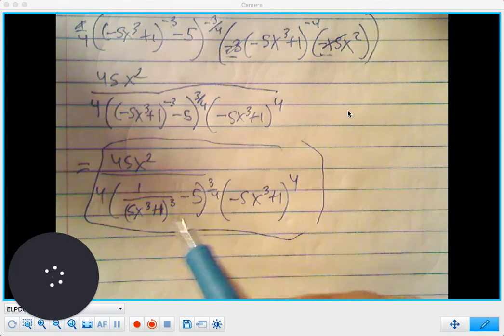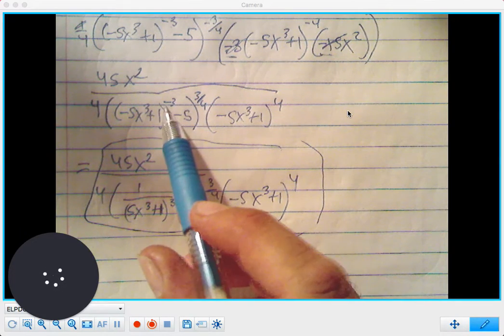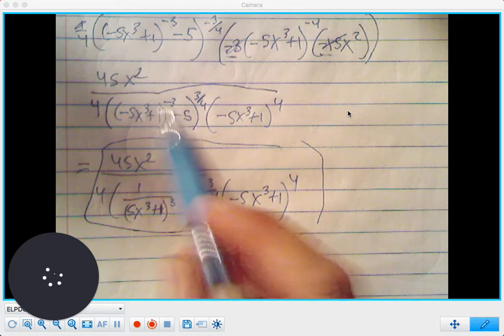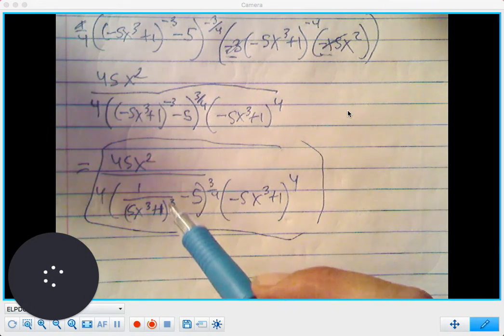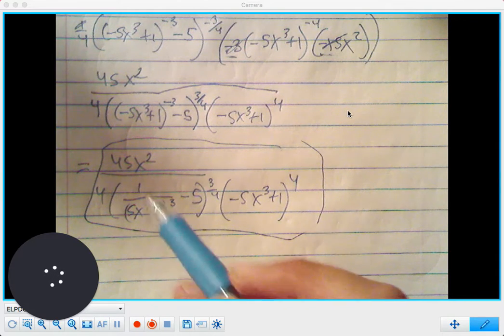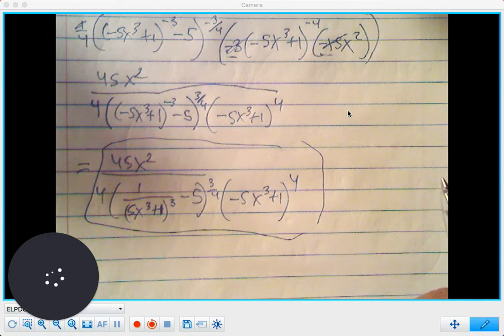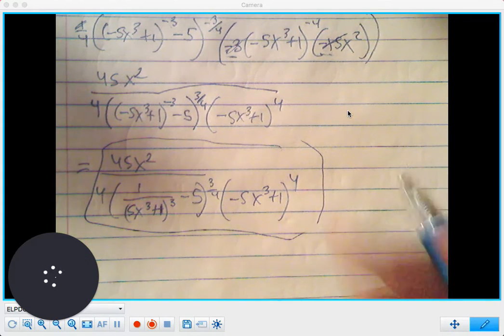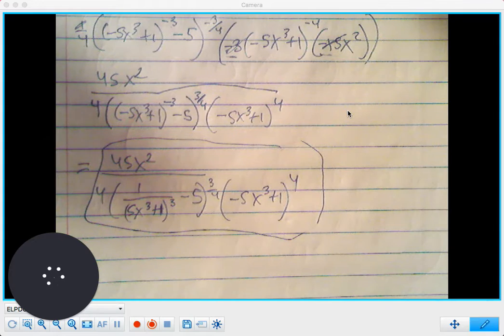So this and this is the same. This is negative. You already have it on the bottom, but it's still negative. So to make it positive, you need to bring it as a denominator on the bottom. So you just put a 1 on the top because there's nothing there. Cool? Alrighty. So that's that.